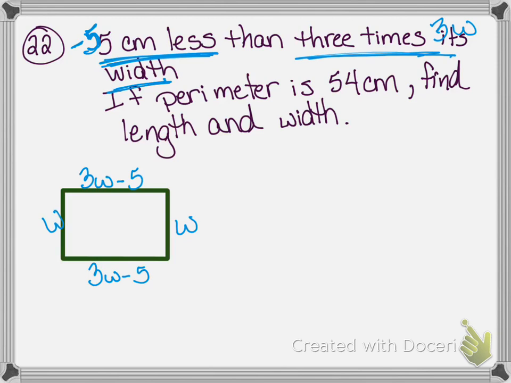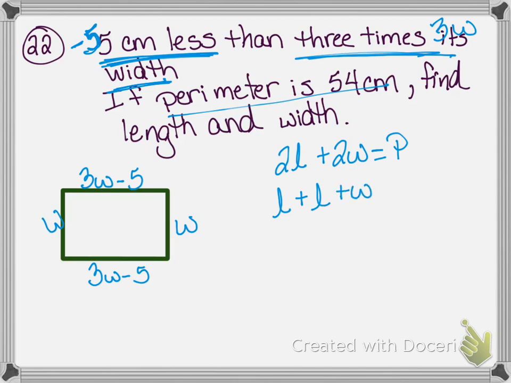Okay, so my perimeter is 54. So if I add up the 4 sides, I'm going to get 54. We can use 2 times length plus 2 times width equals perimeter. We can also do length plus length plus width plus width equals perimeter. As long as you account for all 4 sides, you're fine. It doesn't matter which one of those you use. You just have to make sure you account for all 4 sides.